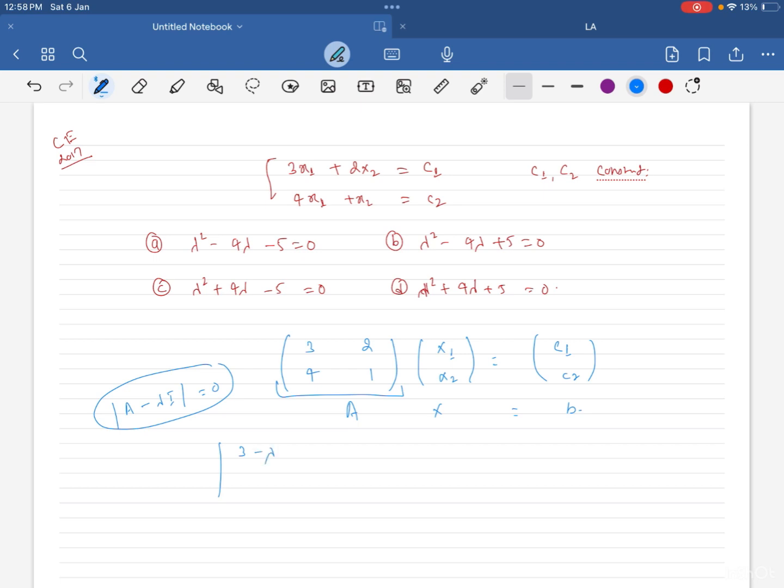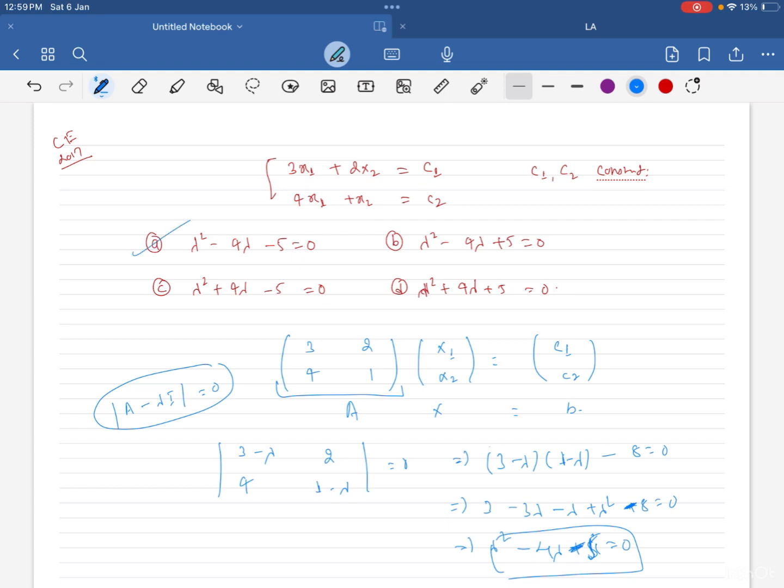So that will be the determinant of 3 minus lambda, 2, and 4, 1 minus lambda, equal to 0. And from here, 3 minus lambda into 1 minus lambda minus 8 is equal to 0. So from here we are going to get 3 minus 3 lambda minus lambda plus lambda square plus 8 is equal to 0. So from here lambda square minus 4 lambda plus 11 is equal to 0. Okay, here it is minus, so we will have minus 5. So lambda square minus 4 lambda minus 5.